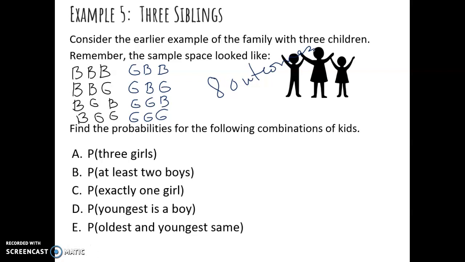Okay, hopefully you had the opportunity to pause the video and try these. So the probability of 3 girls. So we'll go back up here and look. There's only one way to get 3 girls. There's only one possibility. So that's one possibility out of 8. And I believe that's 0.125.